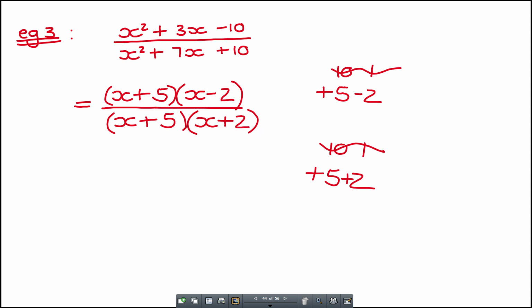Okay, so now people, in the test, you get a mark for the factorizing and a mark for the simplifying. Now we have how many terms at the top? 1, because there's a multiplication sign in between. How many terms at the bottom? So can I cancel out? Yes. What can cancel out? That full bracket with this full bracket. These other two can't cancel out because their signs are different, right? So your final answer will be x minus 2 over x plus 2.